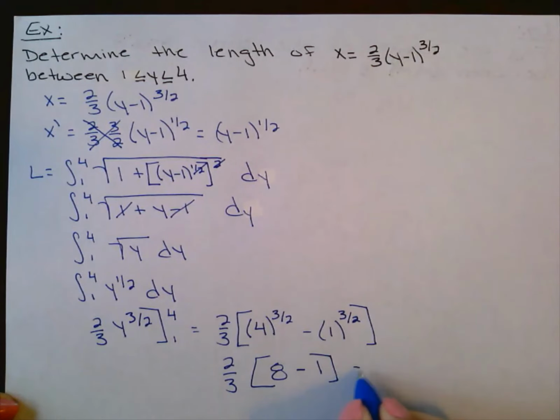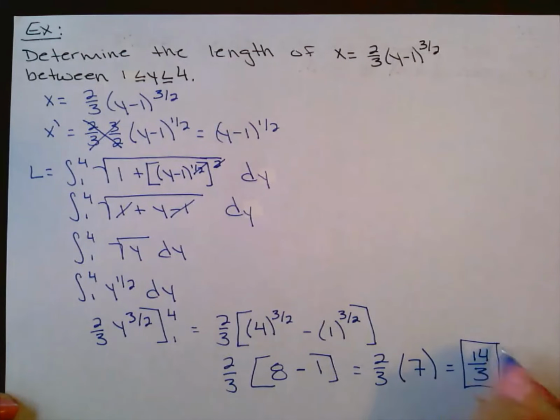So I'm really here doing 2 over 3 times 7. 7 times 2 over 3 is going to give me 14 over 3. And that is my final answer. Okay?